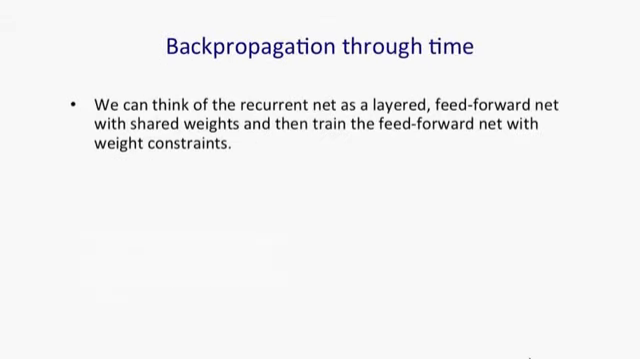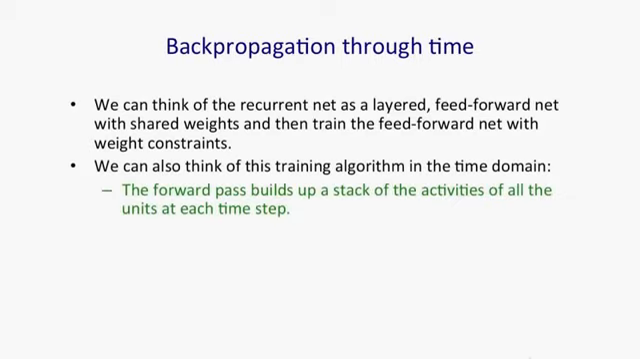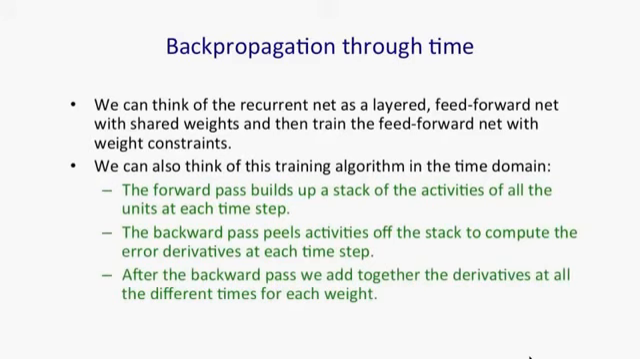The backpropagation through time algorithm is just the name for what happens when you think of a recurrent net as a layered feed-forward net with shared weights and you train it with backpropagation. So we can think of that algorithm in the time domain. The forward pass builds up a stack of activities at each time slice, and the backward pass peels activities off that stack and computes error derivatives each time step backwards. That's why it's called backpropagation through time. After the backward pass, we can add together the derivatives at all the different time steps for each particular weight, and then change all the copies of that weight by the same amount, which is proportional to the sum or average of all those derivatives.